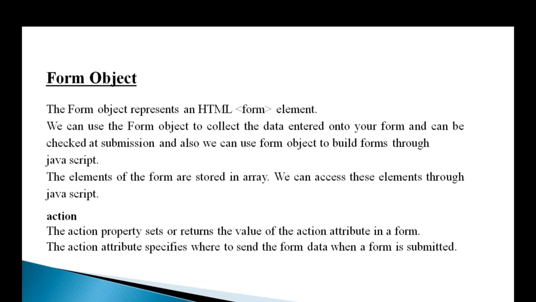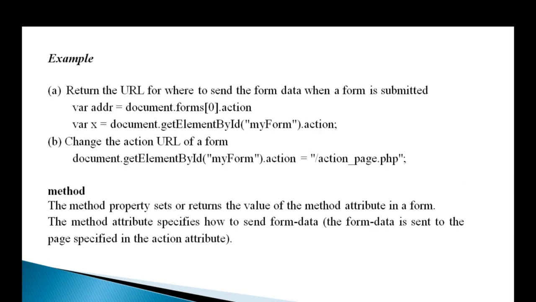So coming to action. The action property sets or returns the value of the action attribute in a form. The action attribute specifies where to send the form data when the form is submitted. Let's see the example for this action. If you observe here, address equals document.forms[0].action.